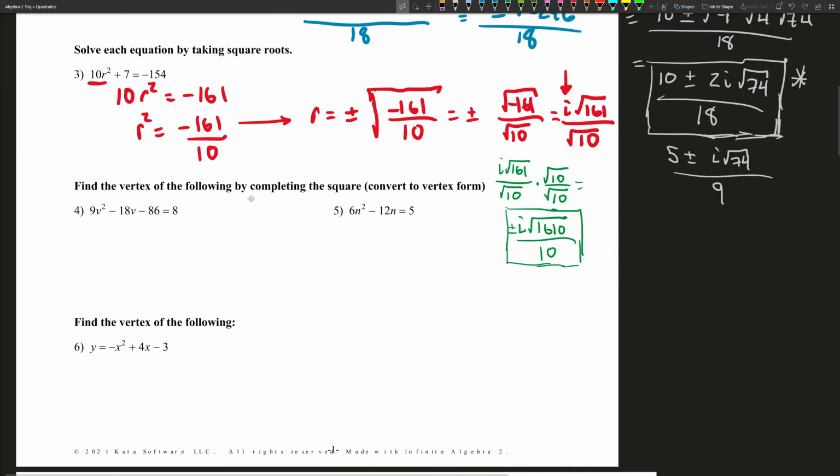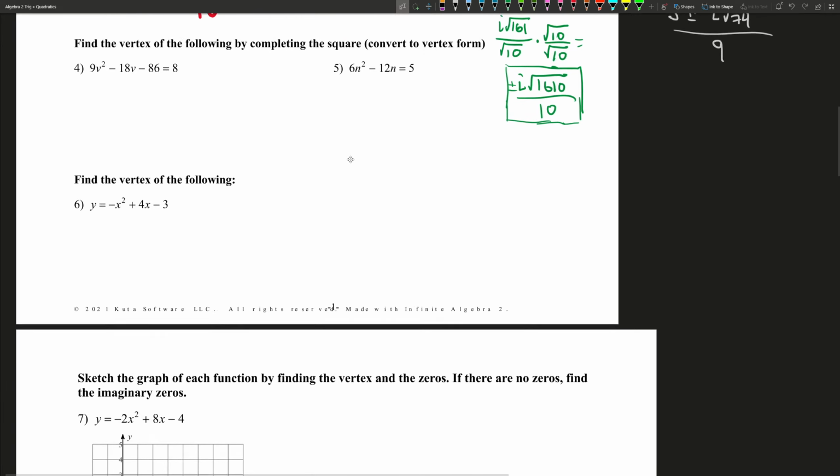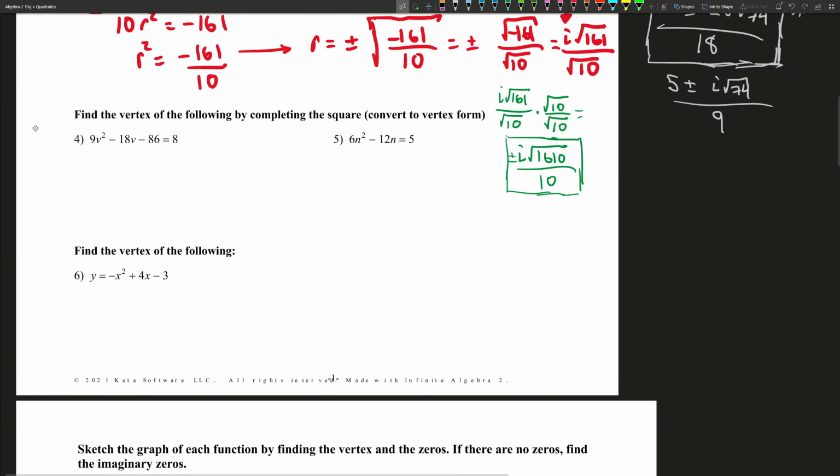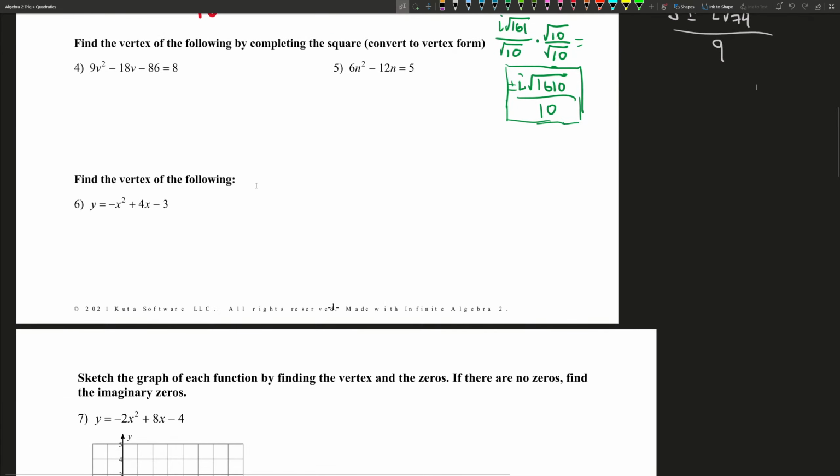All right, so find the vertex of the following by completing the square, i.e. convert to vertex form. So this is probably going to take a little bit more room than I gave on this. I made this a little bit shorter so I could fit it without being obnoxious. But that's okay. So let's give us some space. All right, so completing the square.